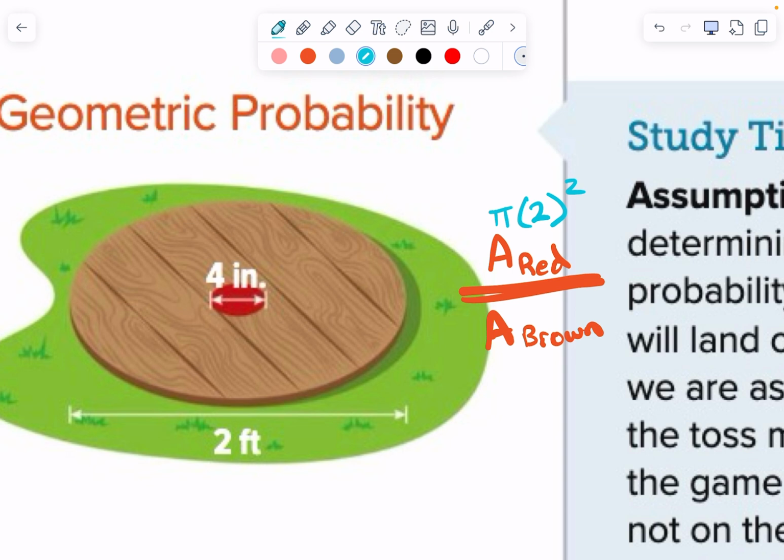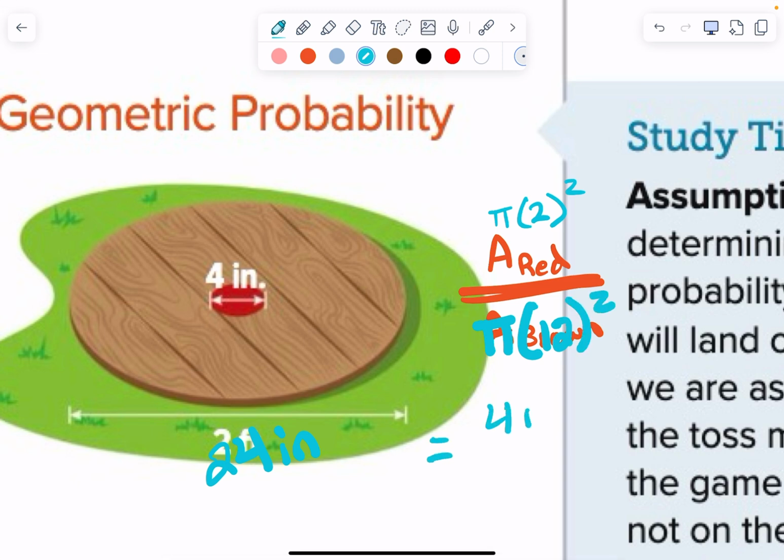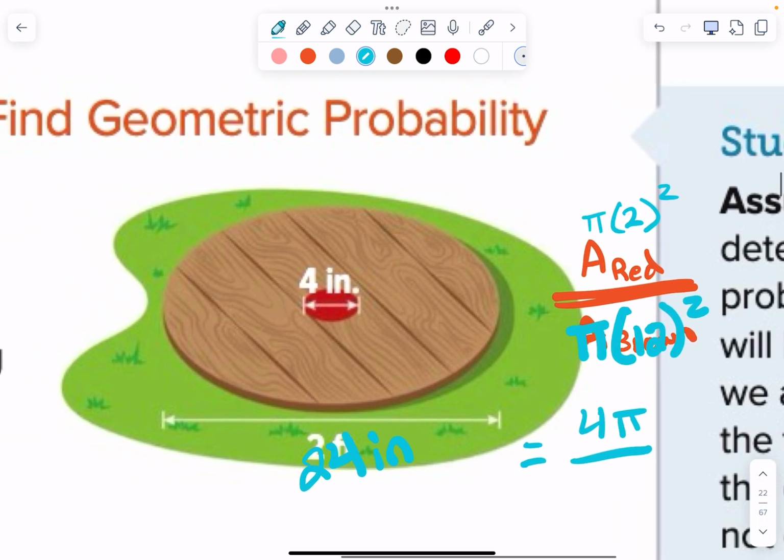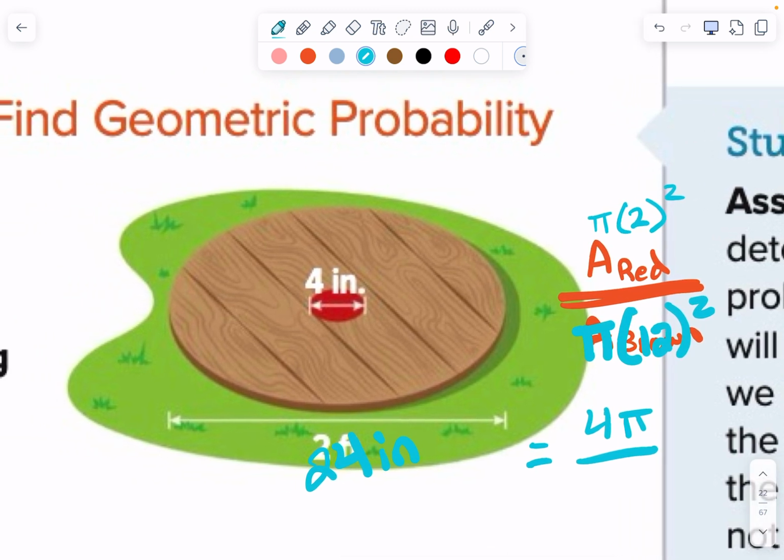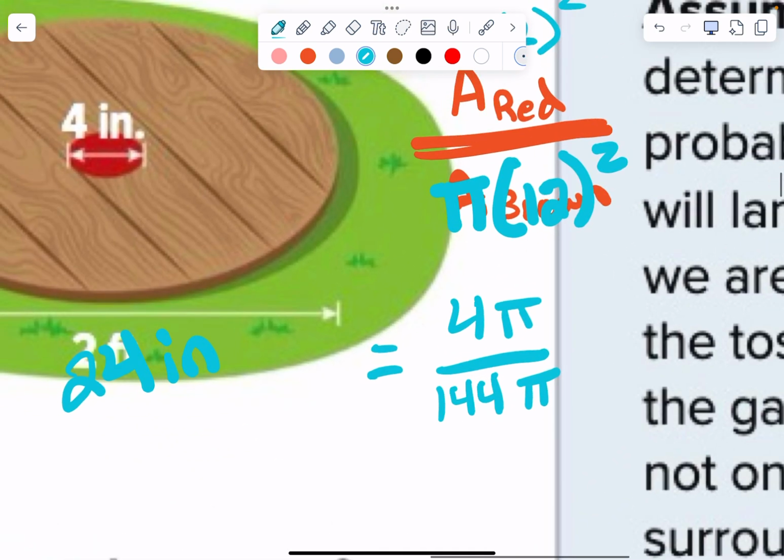Versus the other one, the other one is in feet. So let's go 24 inches, so be careful, okay? Pi times, what's the radius? The radius is 12, pi times 12 squared, all right. 2 squared is 4, that's 4 pi over 12 squared is 144 pi. Now what? Divide by 5.